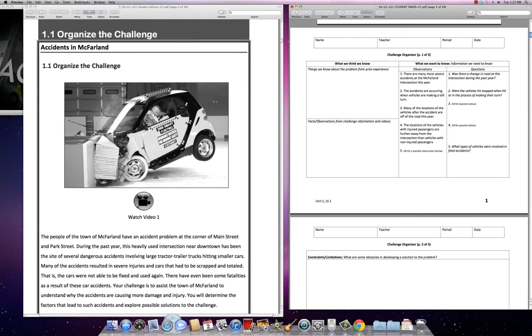Before any text is read, Section 1.1, Organize the Challenge, Accidents in McFarland.